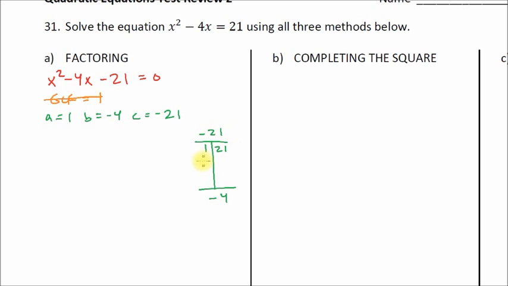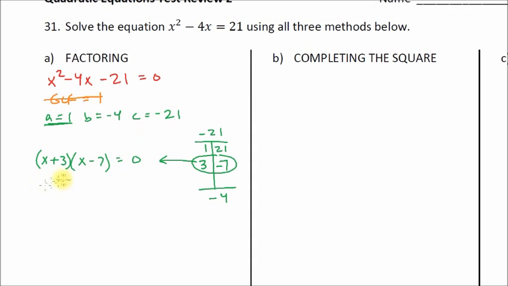2 does not go into 21. 3 goes into 21 7 times. Looks good because the difference between 3 and 7 is 4. And we're going to subtract 7 from 3. 3 minus 7 is negative 4, and 3 times negative 7 is negative 21. In class, remember, we've got an A value equal to 1, and that means we get to use our shortcut. So our factored form is x plus 3 times x minus 7 equals 0.